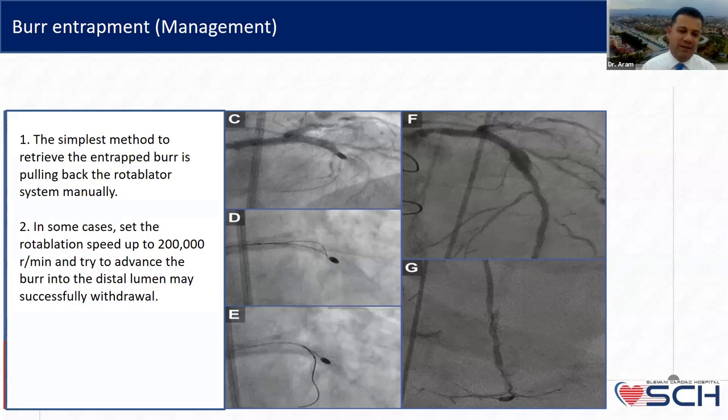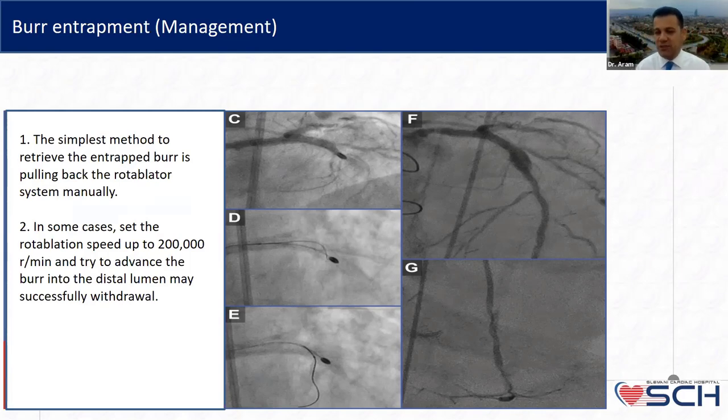I remember one case in the beginning that happened with me. We had a burr entrapment, but unfortunately we lost the CD for that patient. The reason was that we had a leak in the gas tank that delivers the gas to the console. The leak made the system stop and shut down, and we lost the burr inside. It was entrapped inside the calcium. At that time, I remember we pulled out all the system together while making a dissection.